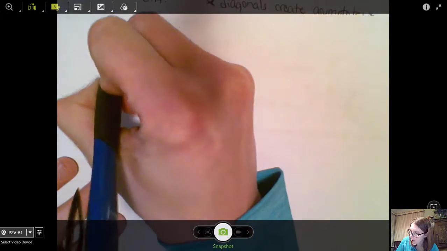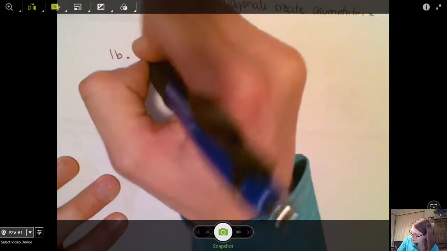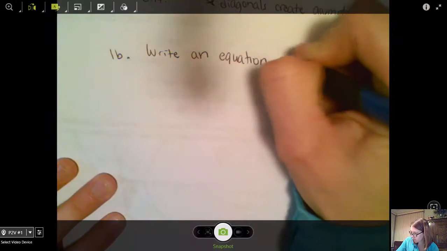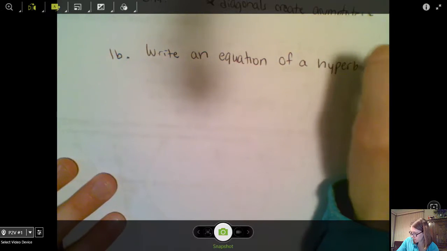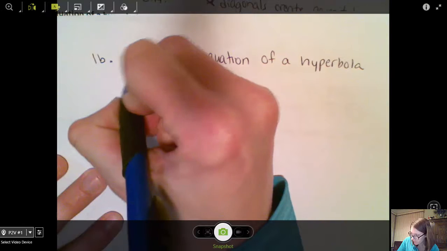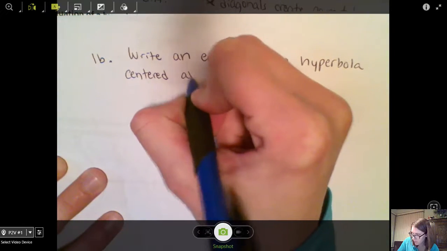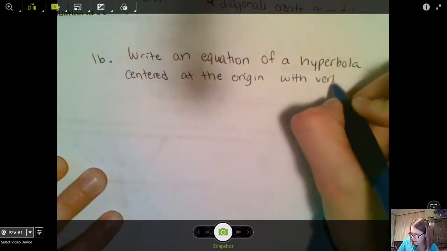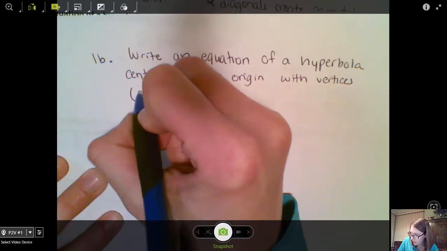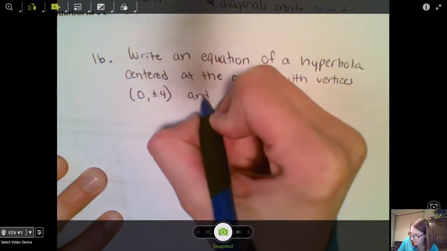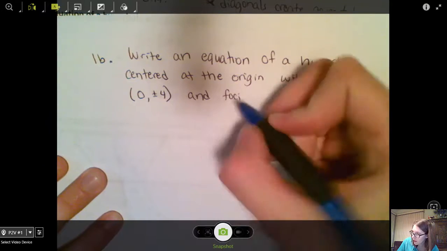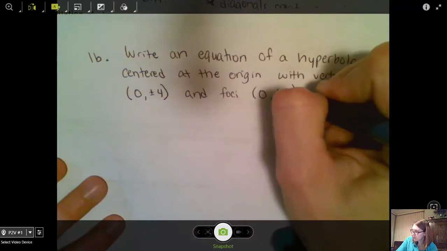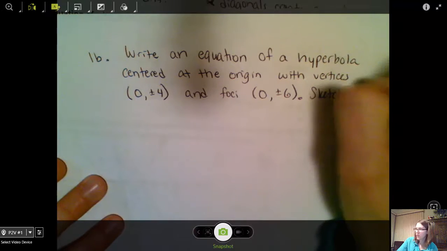All right, example 1B here. We want to write an equation for a hyperbola centered at the origin with vertices at 0, plus or minus 4, and foci 0, plus or minus 6, and sketch our hyperbola.